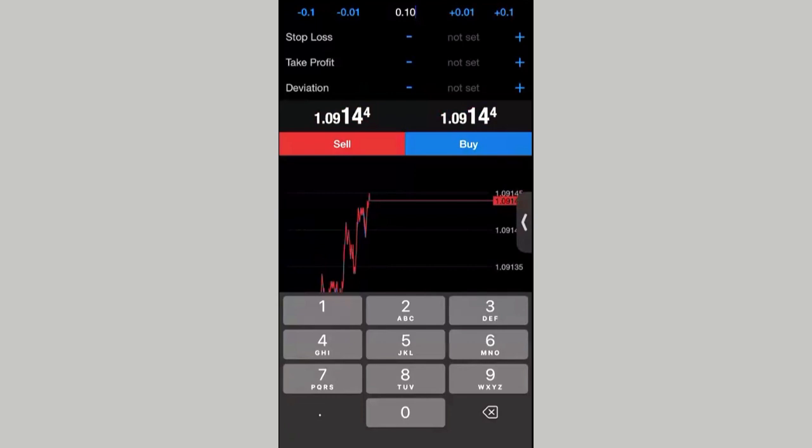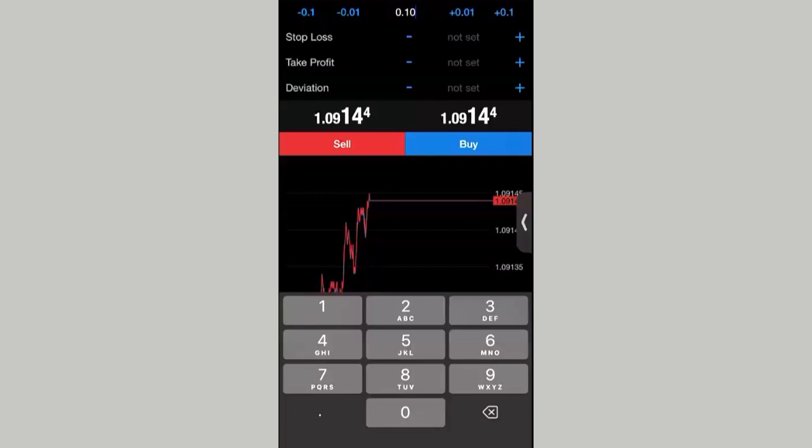So it's the 0.1, which is a dollar per pip. Yeah, 0.1 is $1 per pip. So right now, if you're in GBP CHF, we're risking 60 pips, right? Minus 60 pips. So you're going to be risking $60 with a 0.10.